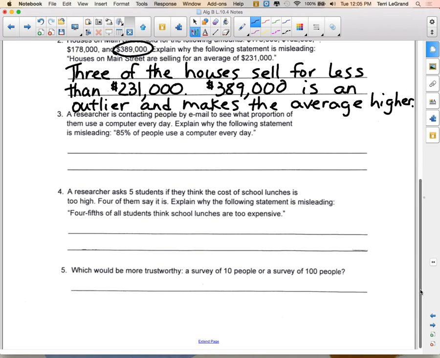Okay, a researcher is contacting people by email to see what proportion of them use a computer every day. Okay, there's something really critical there. How's he contacting them? By computer, email. If you're going to do an email, you're doing it on a computer. Your phone is a computer. Don't say, well, maybe he's doing it on his phone. Explain why the following statement is misleading. 85% of people use a computer every day.